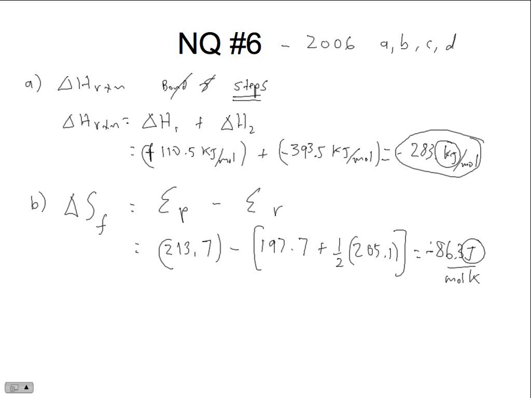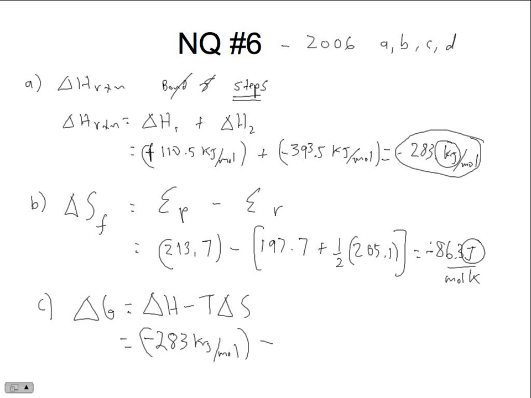Let's go down here to C. It says determine delta G. All right, now we can go back up to our equation. Delta G equals delta H minus T delta S. Let's plug it in. Let's take everything now and convert it to kilojoules. Delta G equals negative 283 kilojoules per mole minus, they gave you our temperature value, 298 Kelvin, multiplied by, now let's convert these joules to kilojoules. Let's move it to the left 3 places.